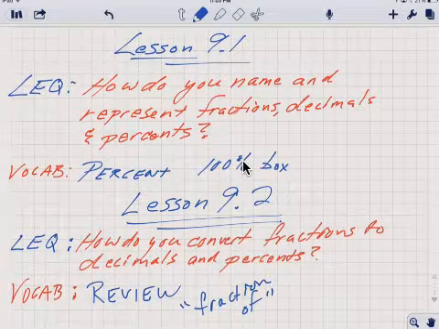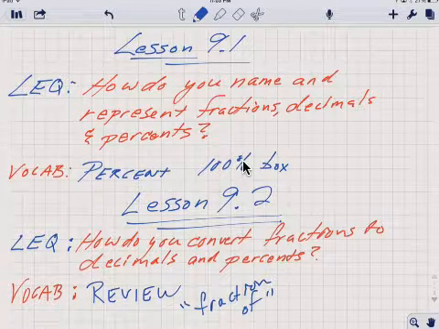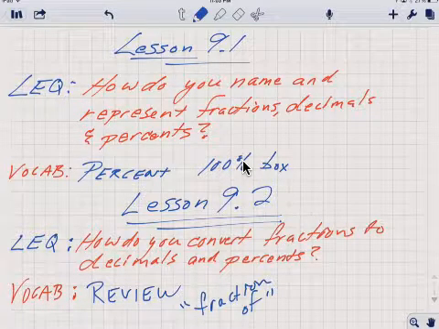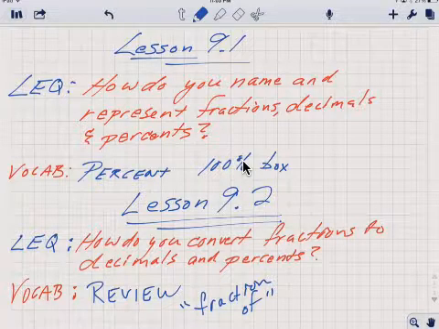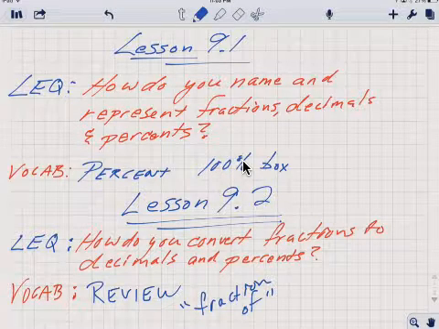Alright, boys and girls, we're going to try to combine lessons 9.1 and 9.2 today, so hold on to your hats. The first essential question is, how do you name and represent fractions, decimals, and percentages? This might be a little bit of review for some of you. I've covered it in many lessons throughout the year, so hopefully it makes sense when we go through the lessons in the journal page today.